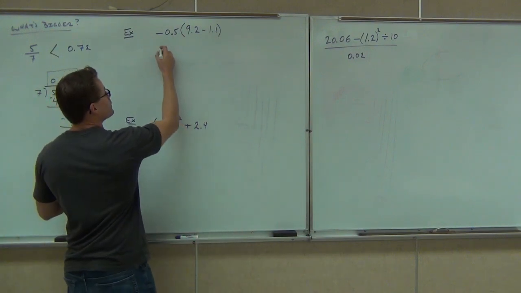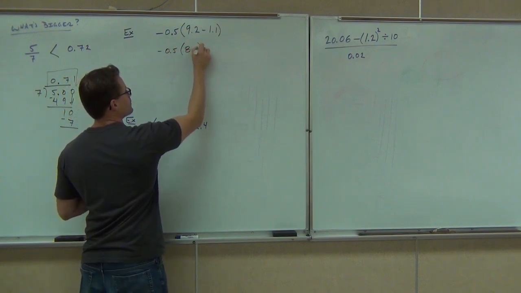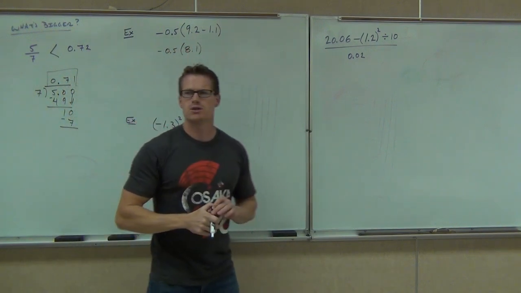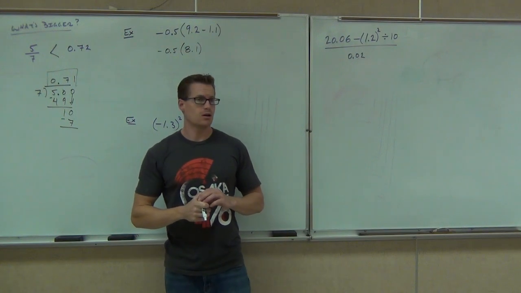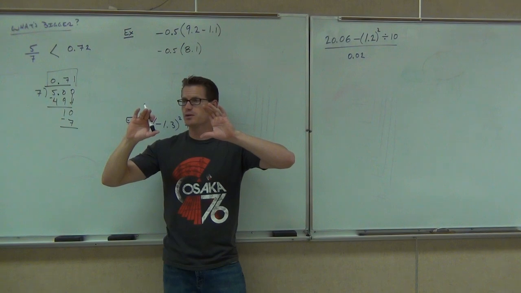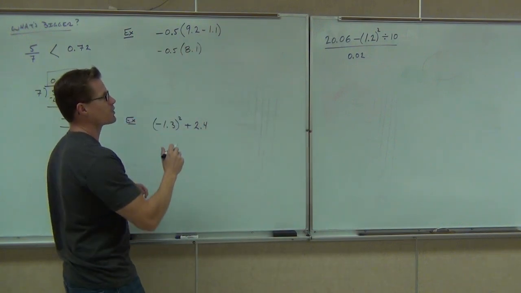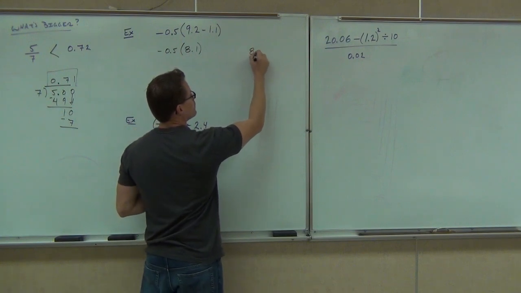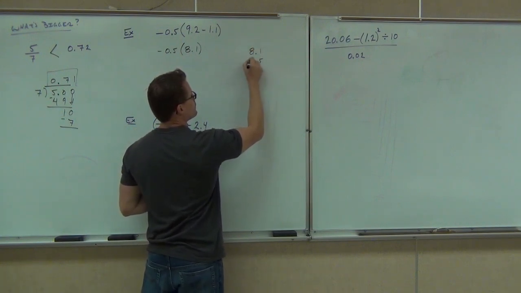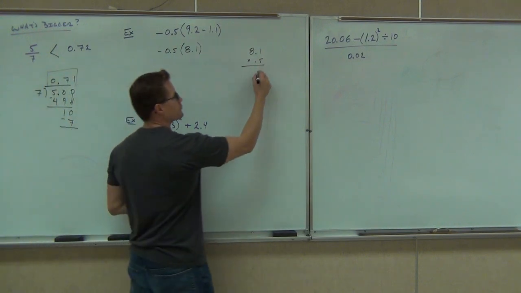8.1. So we have negative 0.5 times 8.1. What do we do next? Multiply. Good, because that parenthesis is really just holding that number in there. There are no exponents. The next thing we have is multiplication and division. So off to the side, we're going to multiply 8.1 times 0.5.